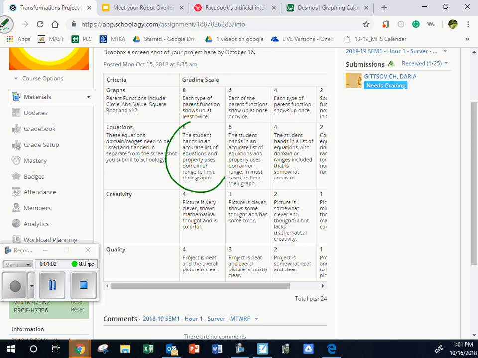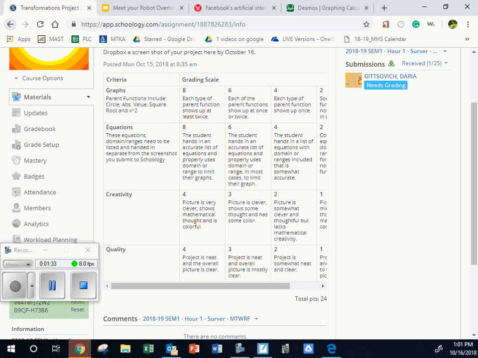How about this? Do you have an accurate list of equations? Now, it does say here that it has to be handed in on paper, handed in separate. Well, kind of. You can just take a screenshot of the Desmos page that has the equations on it. You do not have to handwrite them out. We did make kids do that last year. I'm overruling that and saying it's okay if you just have a screenshot from Desmos.